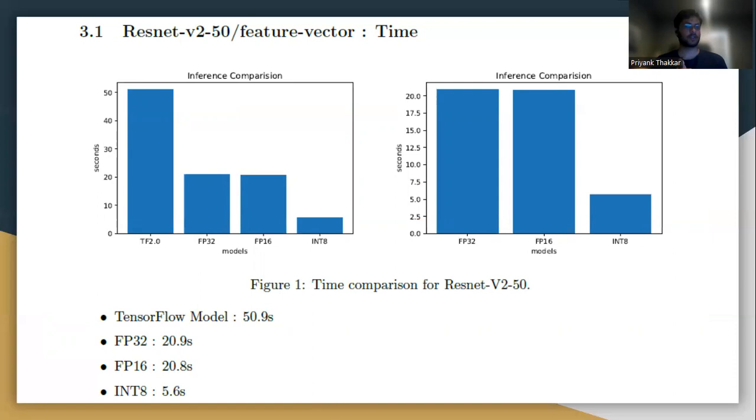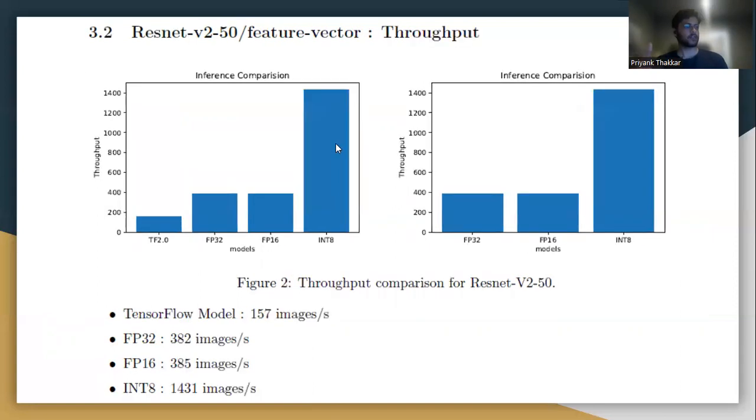On the right hand side, as you can see, the inference time taken by integer 8 is significantly lower compared to FP32 and FP16. The throughput shows the same. The integer 8 tower is a very high pillar because it has the highest throughput capacity in ResNet, which is 1431 pictures per second. And one tenth of that is the TensorFlow model, which is just 157 pictures.